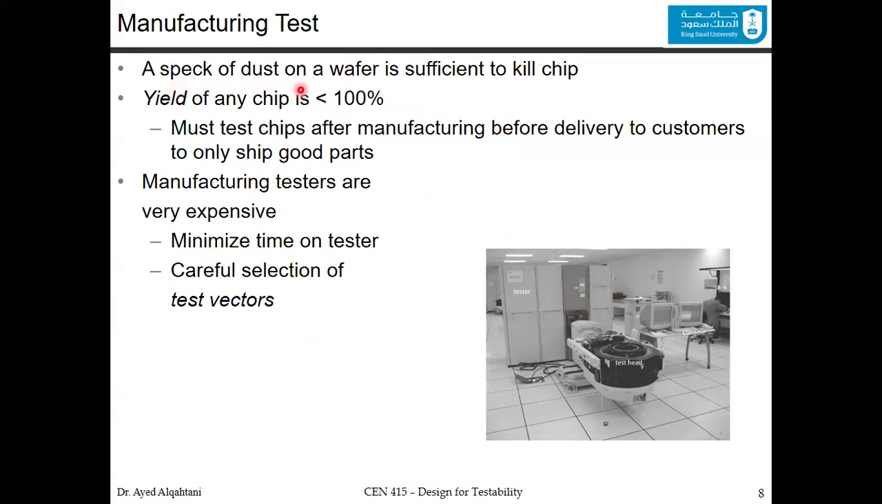Why? A speck of dust on a wafer is sufficient to kill the whole chip. And the yield of any chip, no matter what, is usually less than 100%. It would be absolutely nice if you are approaching 95, 96, 97, and so on. You must test the chips after manufacturing before delivery to customers to only ship the good parts and avoid recalls.